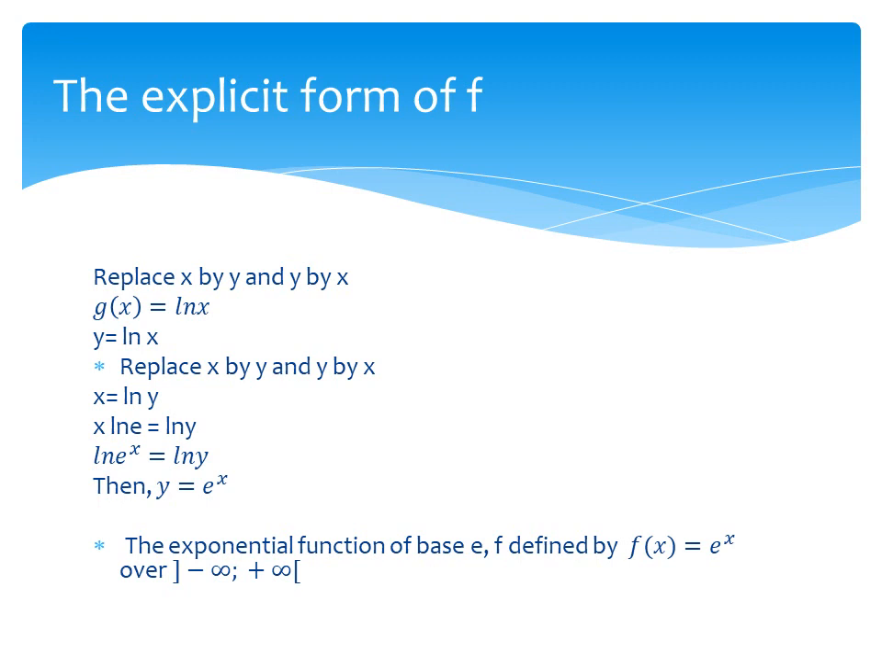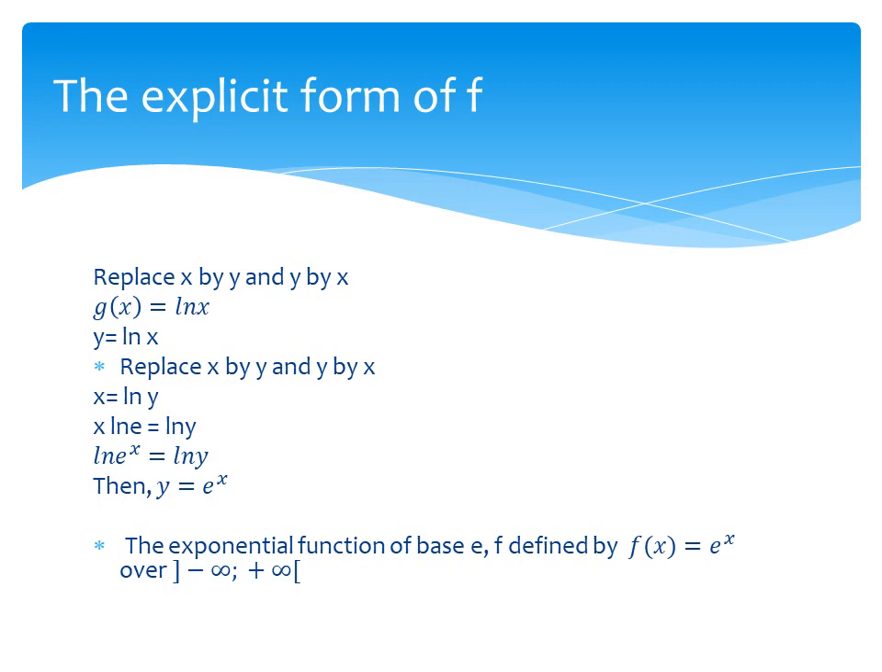The explicit form of f. To find the explicit form of the natural exponential function, we have to start with the natural logarithmic function g of x equals ln x, y equals ln x. Replace x by y and y by x. Then we get x equals ln y. x can be multiplied by ln e, since ln e is 1. Then, using the properties of the natural logarithmic function, we have ln e to the power x equals ln y, then y equals e to the power x.